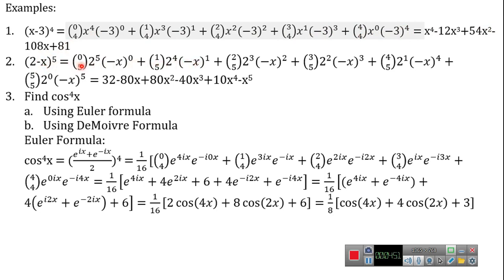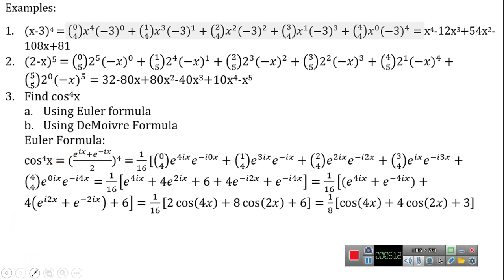Here it's 4 times minus 27, it will be minus 108x. You have it here, minus 108x. And combination 4 out of 4 is 1, minus 3 power 4 is 81. And same story, you can check it by yourself. If you have 2 minus x power 5, you have combination 0, 5 till 5, 5.